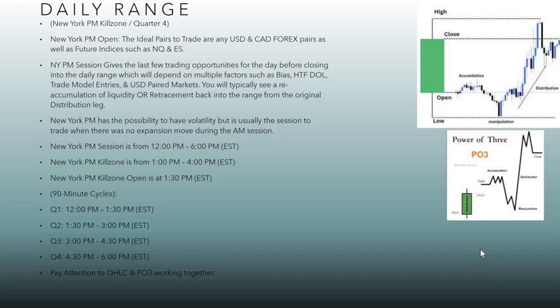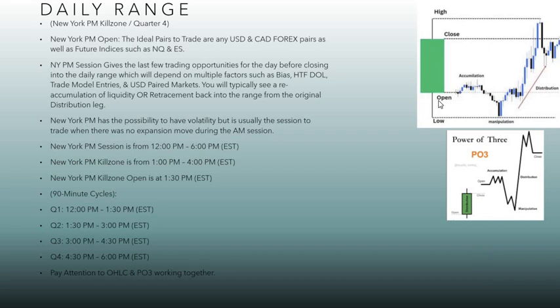Which brings us to the 90-minute cycles, finally. So, quarter 1, 12 p.m. to 1:30 p.m. Quarter 2, 1:30 p.m. to 3 p.m. Quarter 3, 3 p.m. to 4:30 p.m. And quarter 4, 4:30 p.m. to 6 p.m. Now, make sure you pay attention to open, high, low, close, and power of 3 working together.